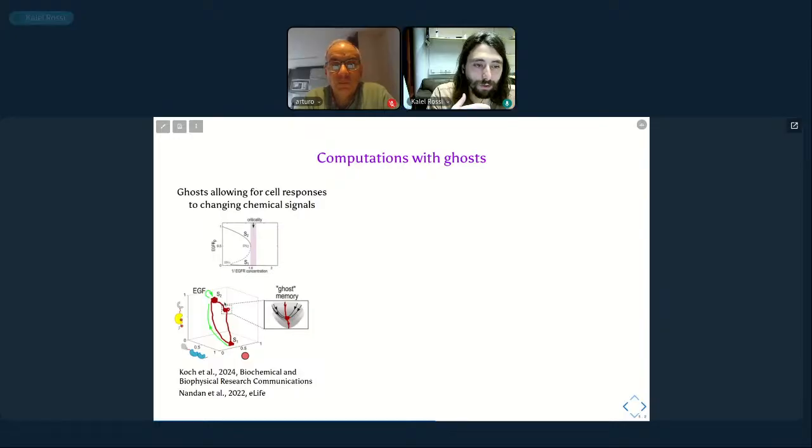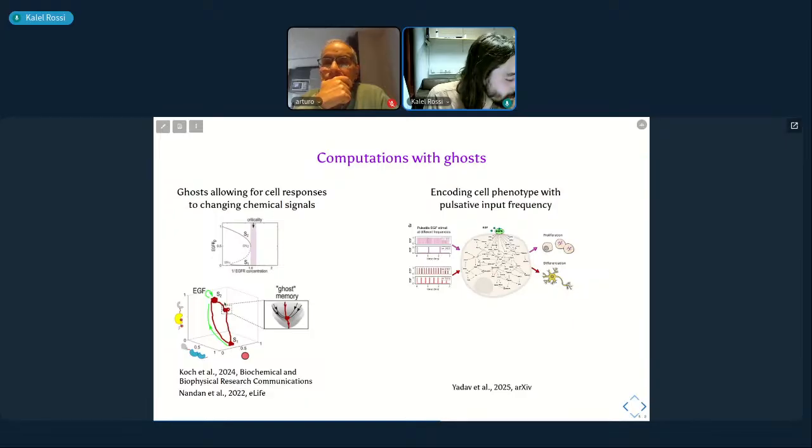The cell moves for a while to where the signal is. If you have no more signal, the cell eventually stops. But if you have a new signal while on this ghost, the trajectory can switch very flexibly to the new signal. So the cell has this dynamic memory of the signal, but is also very flexible to changing inputs. I also had another example here. I see I'm over time.